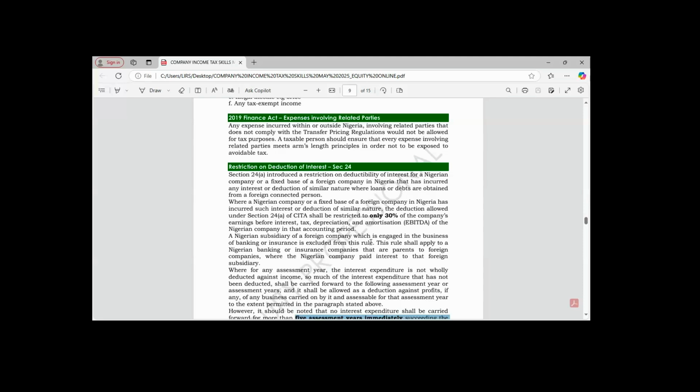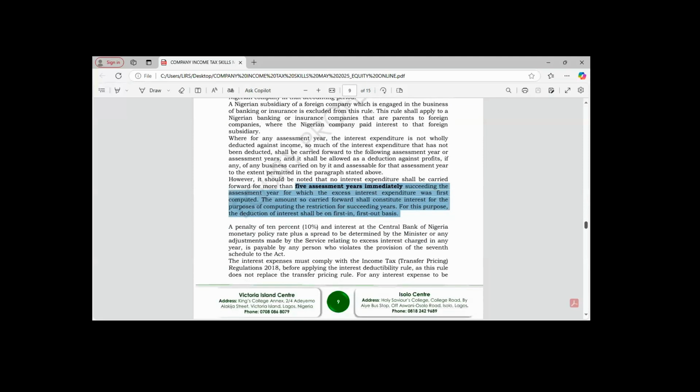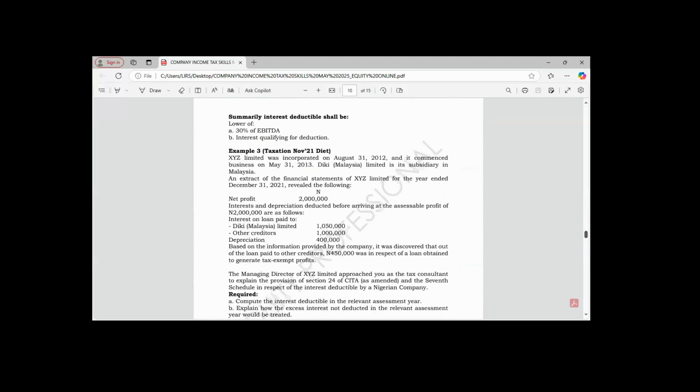brought up this idea of restricting the amount that will be allowable, which will be only restricted to 30% of EBITDA.